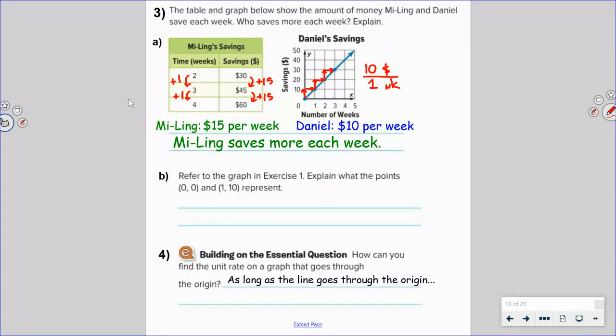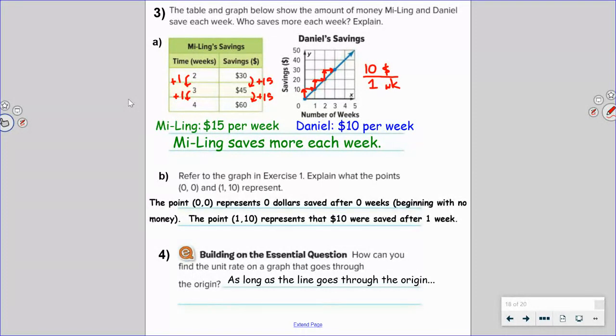Pause if you want. Write down what the next 2 points mean. Now, in this case, 0, 0 represents $0, 0 weeks. What does that mean? That means that Daniel starts, and by the way, I shouldn't have said exercise 1, I should have just said the graph, Daniel starts with, bingo, no money. Point 1, 10 represents $10 saved after 1 week.